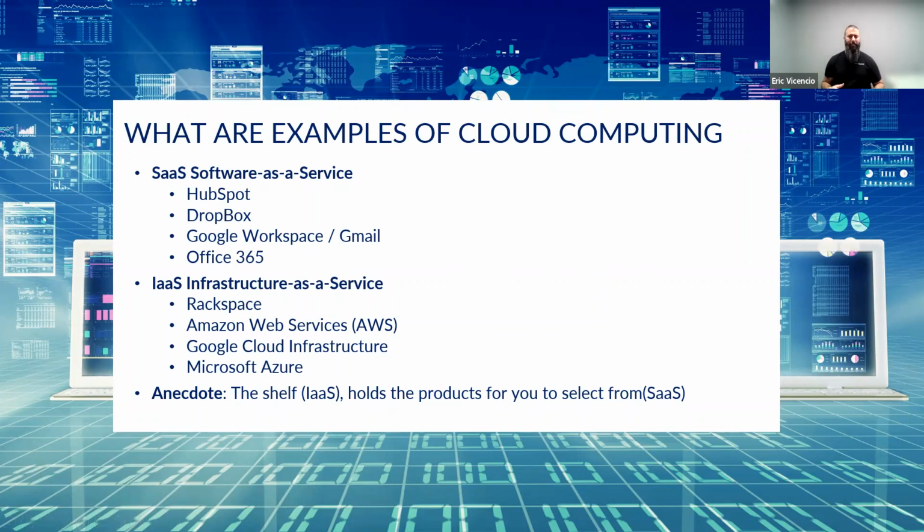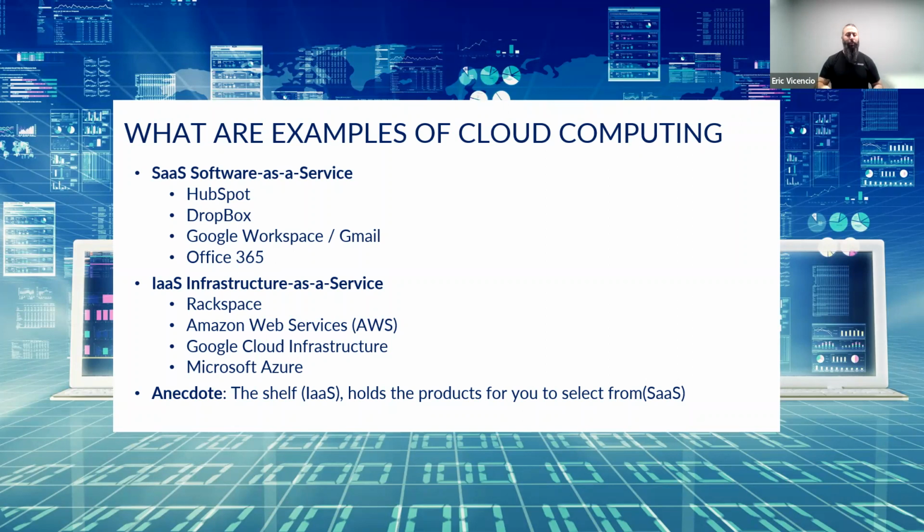We break it down into two real different versions of cloud computing. There's the SaaS model and the infrastructure as a service model, the IaaS model. I always say that one wrong. Sorry. But the software as a service model is things like HubSpot, Dropbox, Google Workspace, Gmail, Office 365. These are just software that they give to you that you're using.